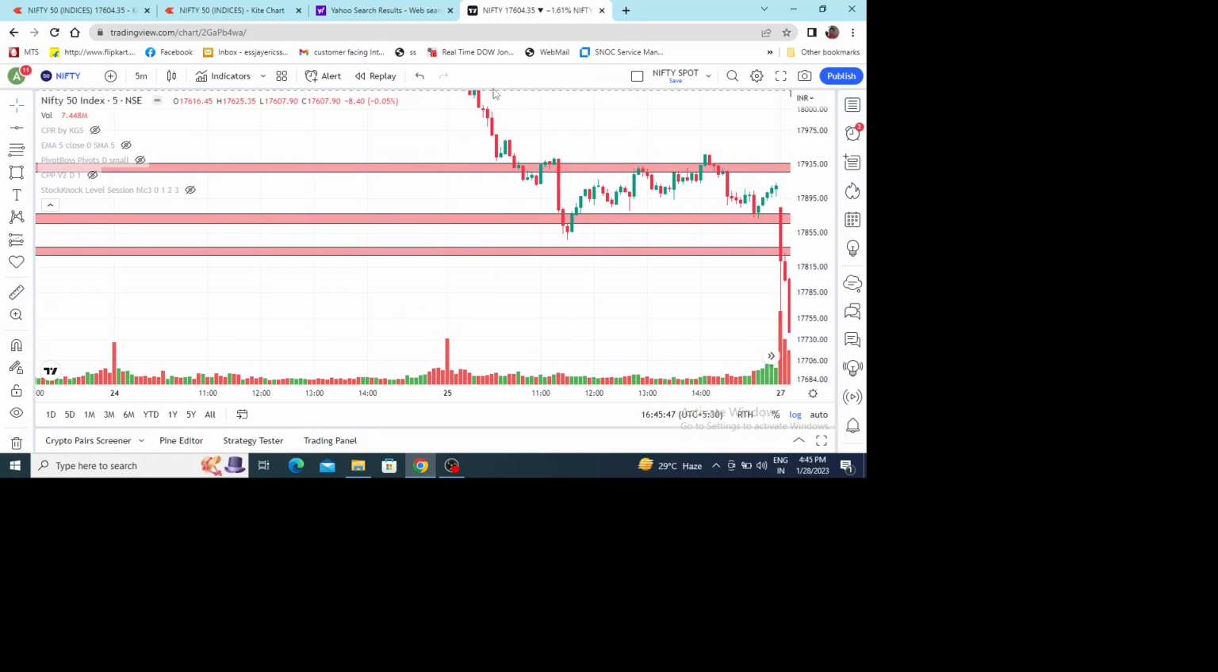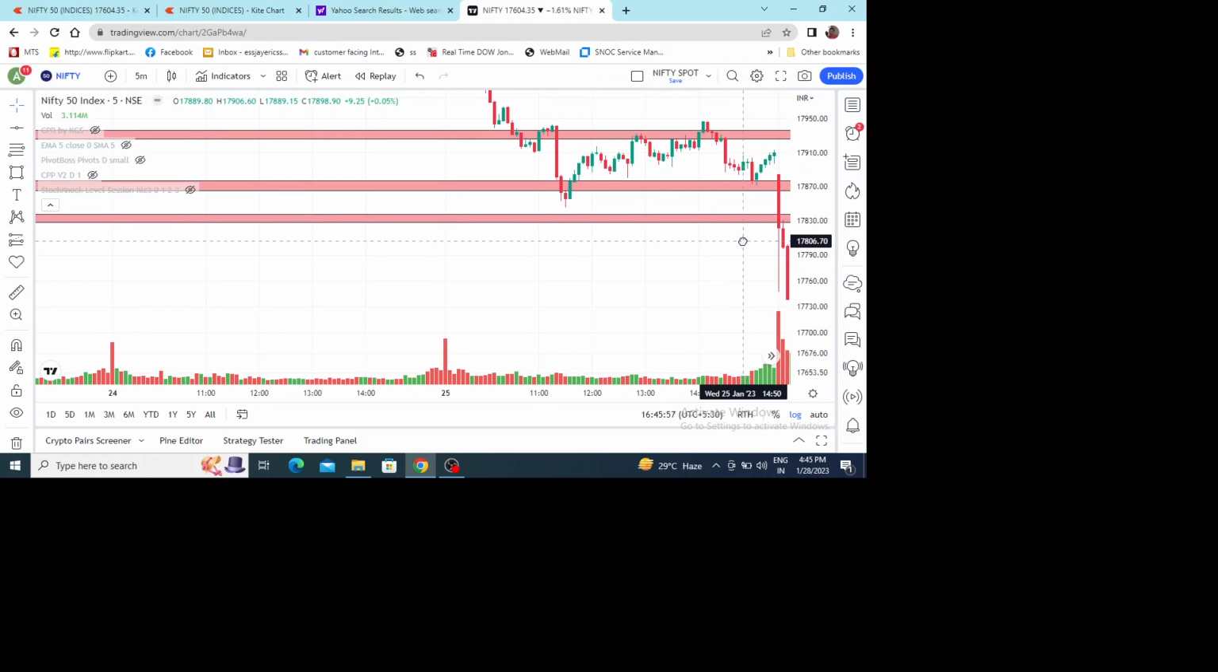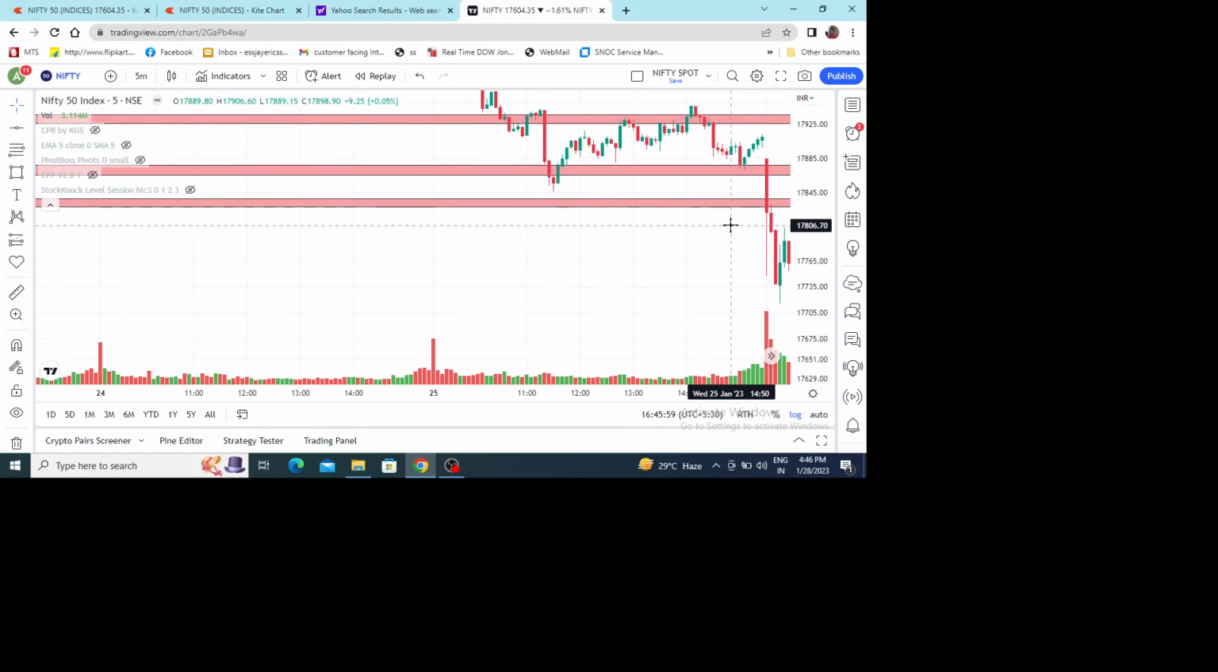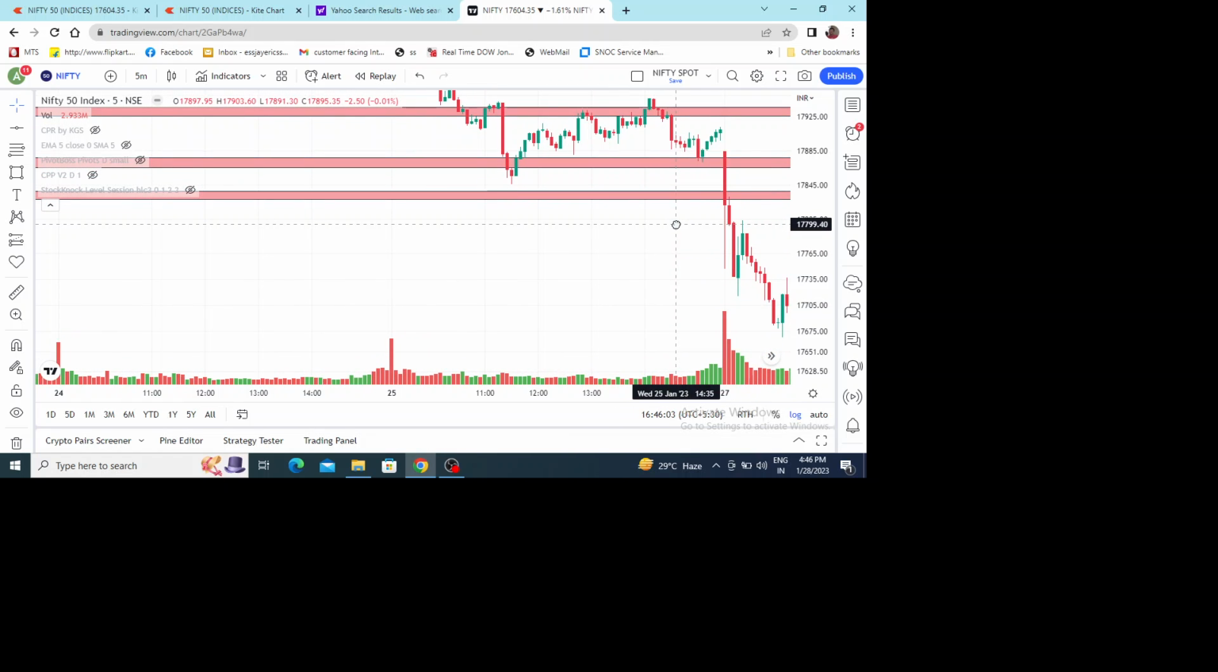Now again the next day, again it was a very weak opening. See, the first candle was very big. Again we'll wait for some reversal sign and then we'll go for a short. Here the market has fallen. The market is trying to revert it. Again the market has fallen over here.